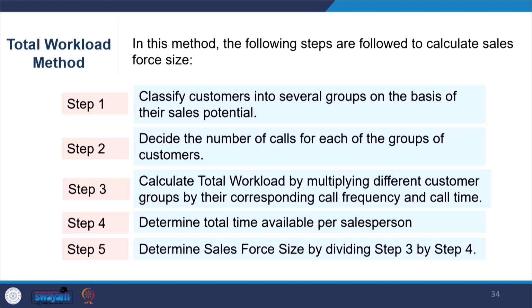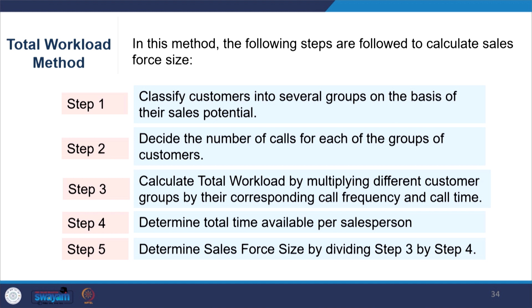Here, there are a few steps. First is to classify the customers into several groups on the basis of their sales potential. You can classify them as large customers, mid size customers, and small customers. In the second step, we decide the number of calls for each of the groups of customers.